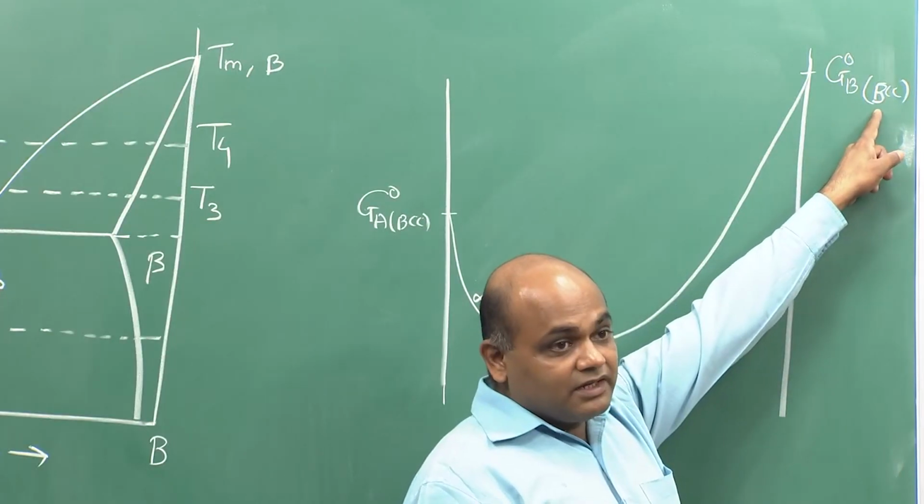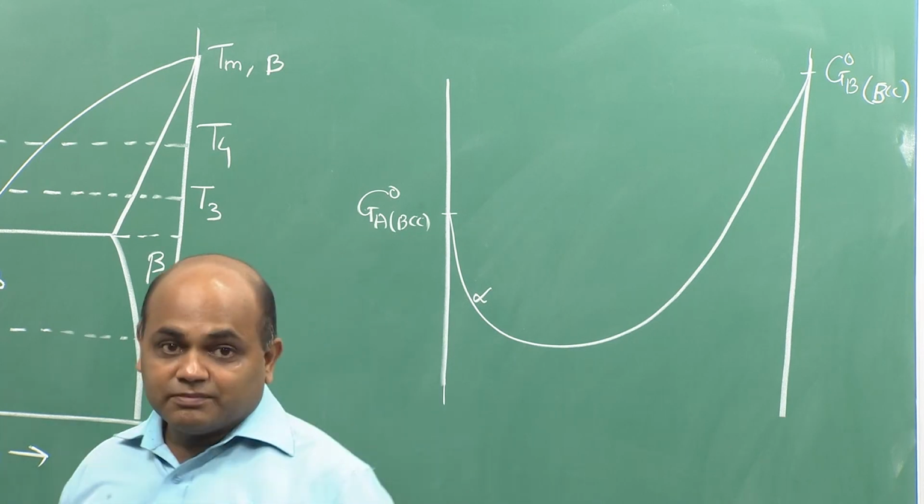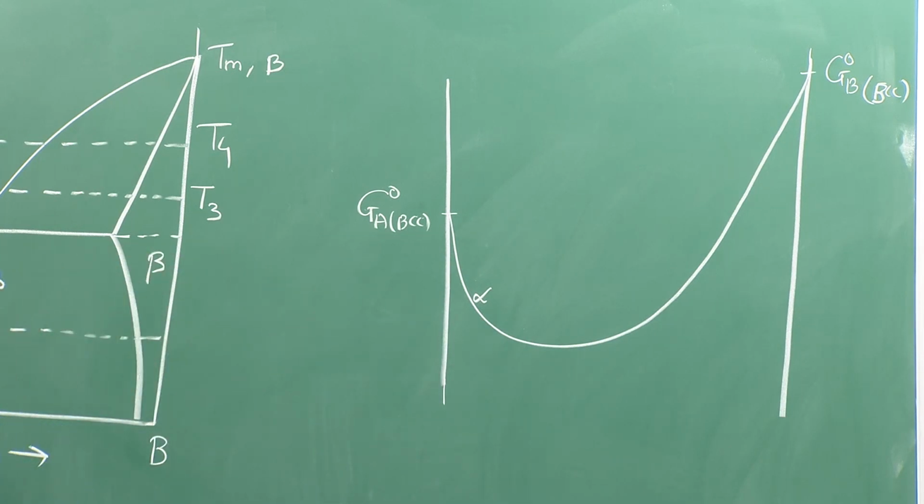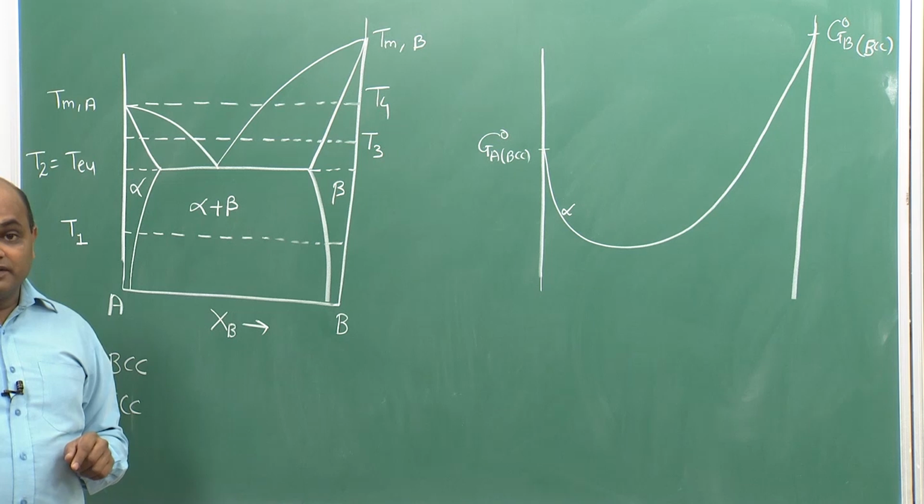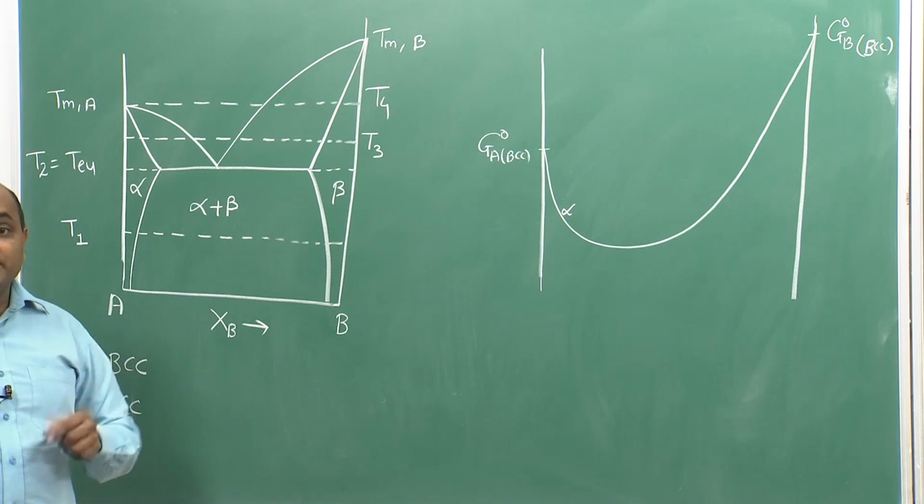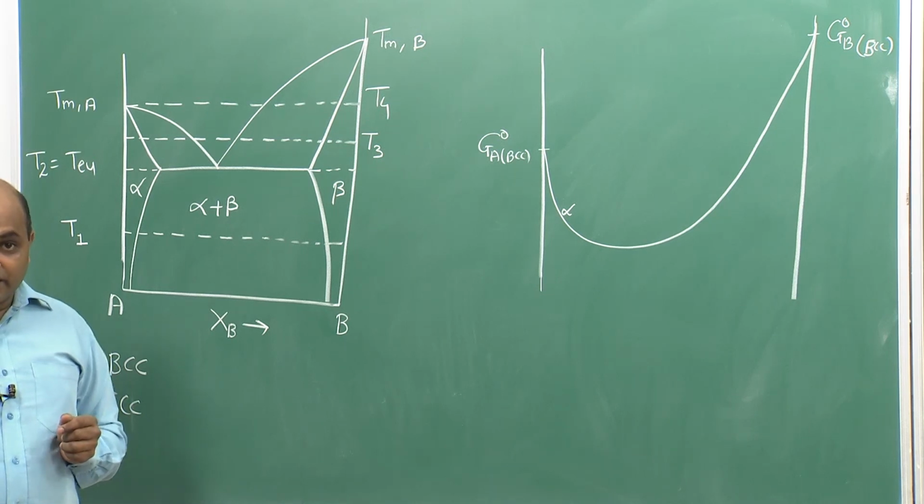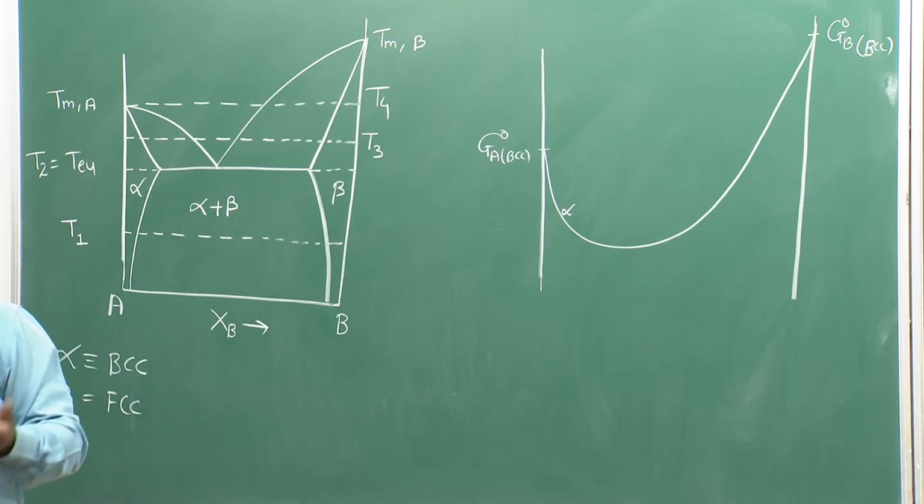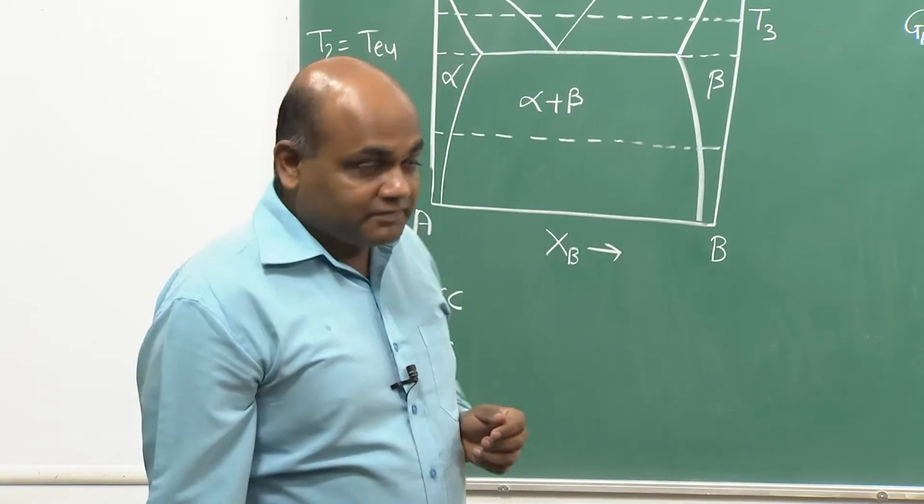Practically, it may not be possible to determine the Gibbs energy change associated with this transformation, FCC B to BCC B, but we need to know that. So, that may be done by the first principle calculations. Right.